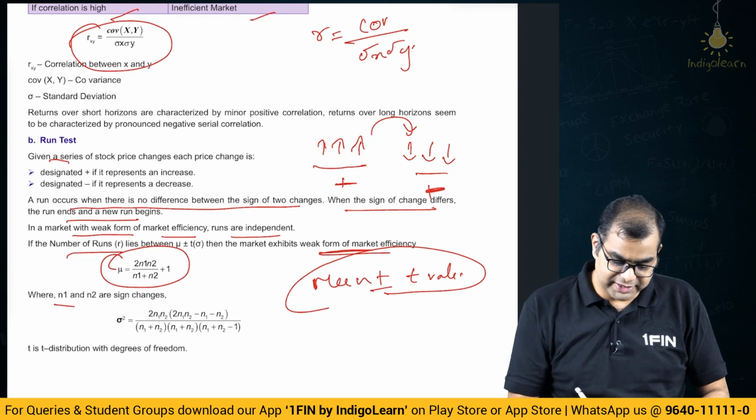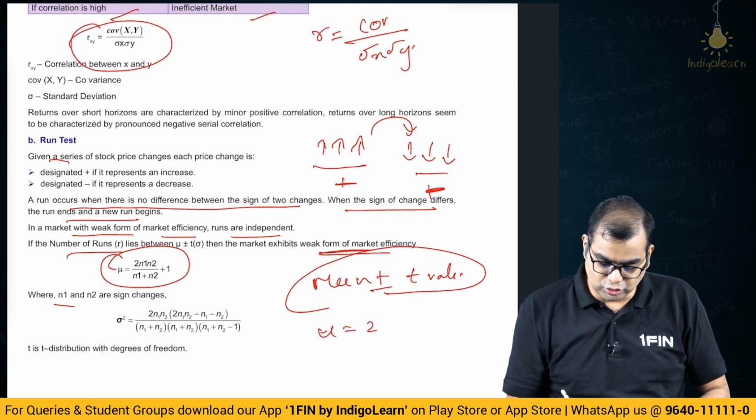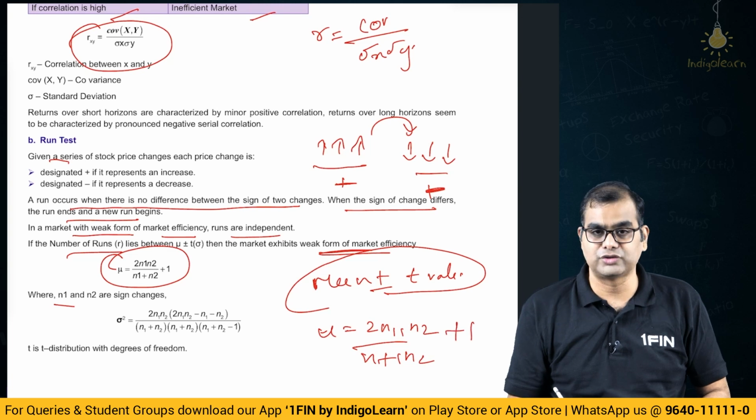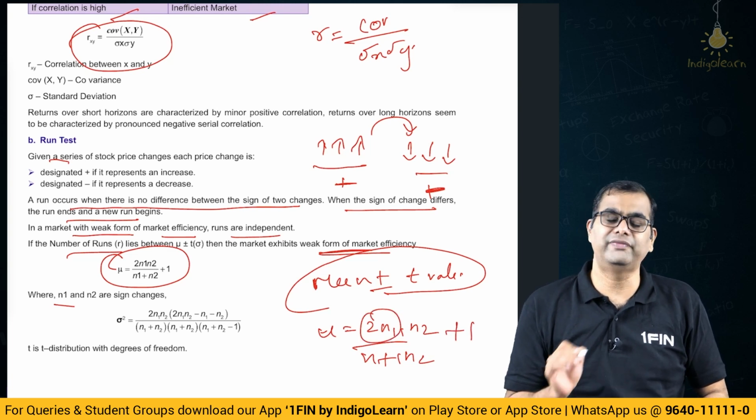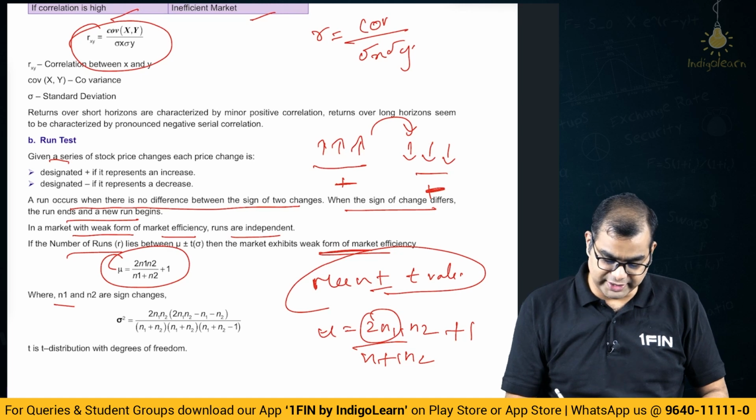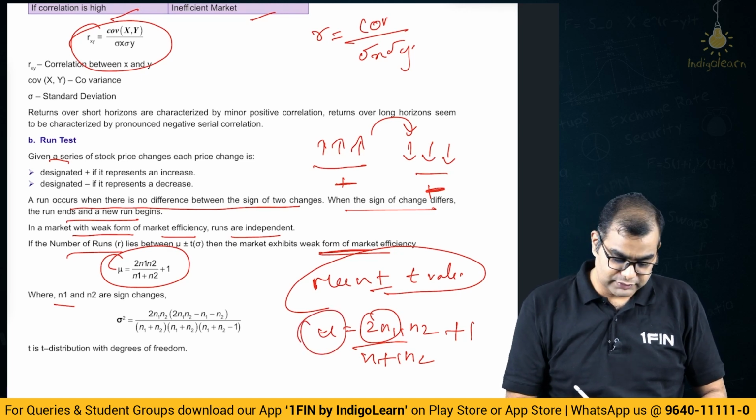We will look at it. So what is the mean? Mu is equal to 2 n1 n2 by n1 plus n2, plus 1. Here n1 is the number of positive runs, n2 is the number of negative runs. So 2 n1 n2 by n1 plus n2, plus 1. This gives you a mean value.